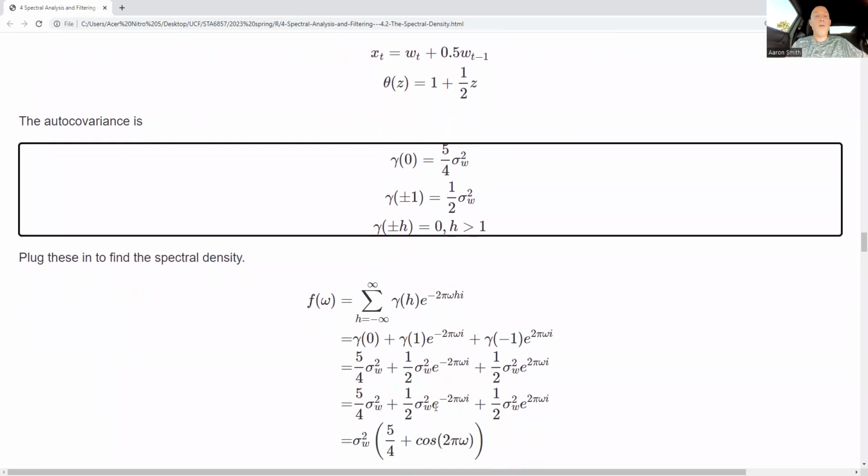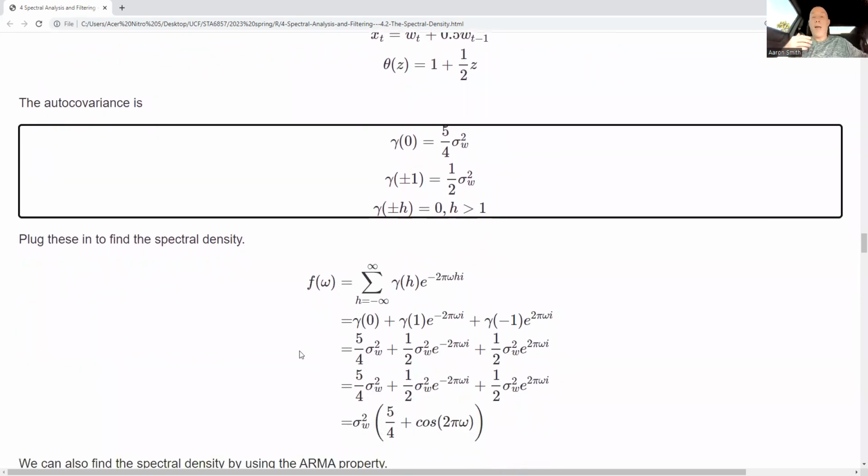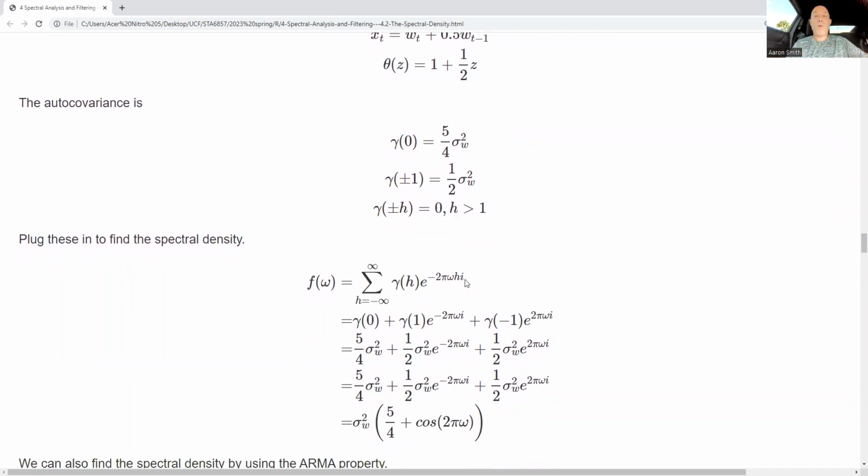And so what I'm going to do is take that spectral density formula that we have. I'm going to replace my autocovariances with the values I have here. Notice that the vast majority of them are 0. Plus or minus 1 and 0 are the only lags I don't have 0 on. So I just slap them in. Boom, easy peasy lemon squeezy.